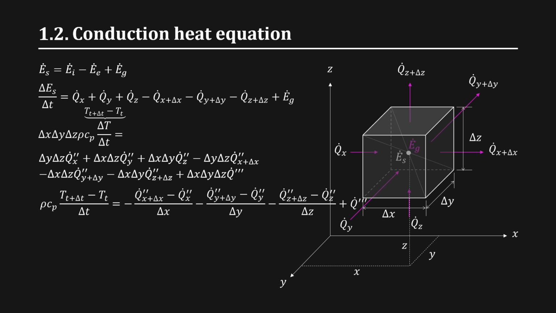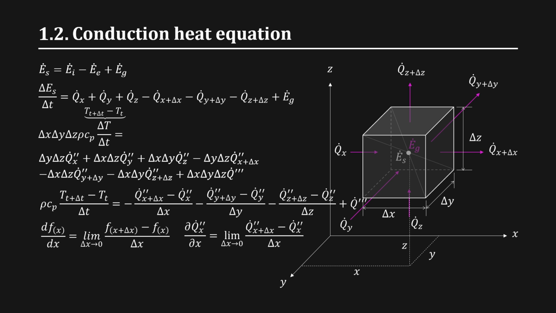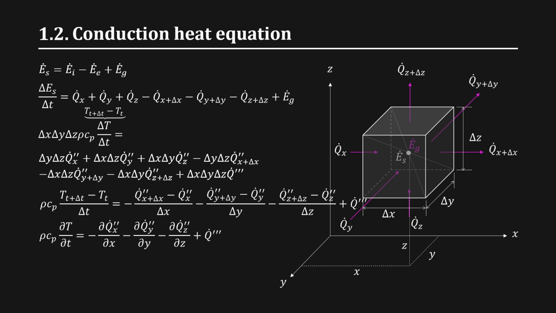However, according to the definition of the derivative, we already know that the derivative of a function f(x) equals the limit of f(x plus delta x) minus f(x), all divided by delta x, and that's when delta x approaches 0. So by applying the definition of the derivative to each term involving heat flux, we obtain partial derivatives with respect to the spatial coordinates, and these partial derivatives represent the change rate of heat flux with respect to each spatial direction, providing a continuous representation of the heat transfer equation.